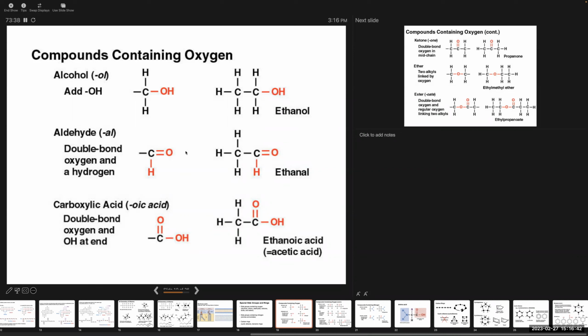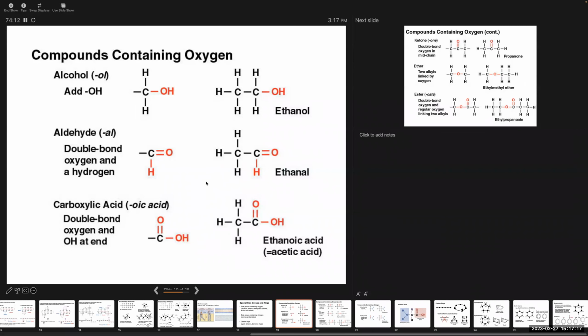An aldehyde is simply the presence of a double bonded oxygen at the end of a carbon chain. And the naming sounds a little bit like the alcohol, but it's subtly different. Instead of adding OL to the end of the name, you add AL for aldehyde. So ethane becomes ethanal with the AL at the end. So it's just this oxygen double bonded to a carbon at the very end of the chain.